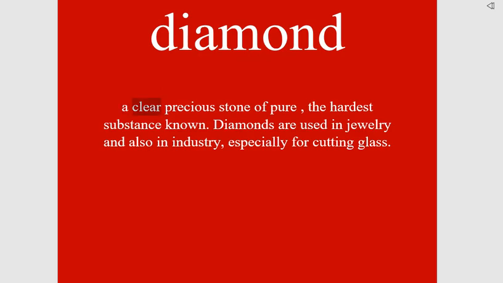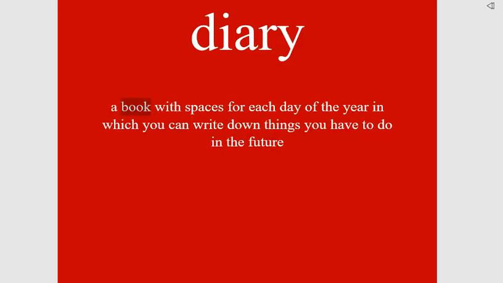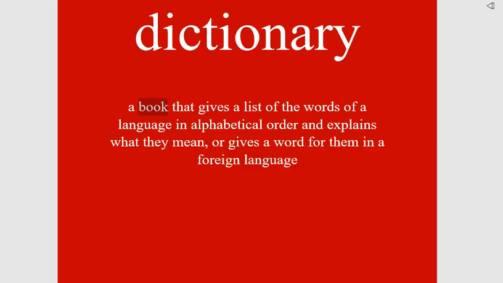Diamond. A clear precious stone of pure carbon, the hardest substance known. Diamonds are used in jewelry and also in industry, especially for cutting glass. Diary. A book with spaces for each day of the year in which you can write down things you have to do in the future. Dictionary. A book that gives a list of the words of a language in alphabetical order and explains what they mean, or gives a word for them in a foreign language.